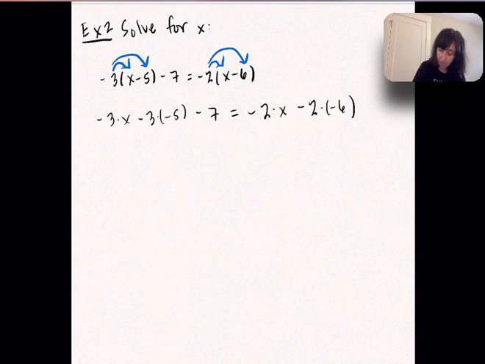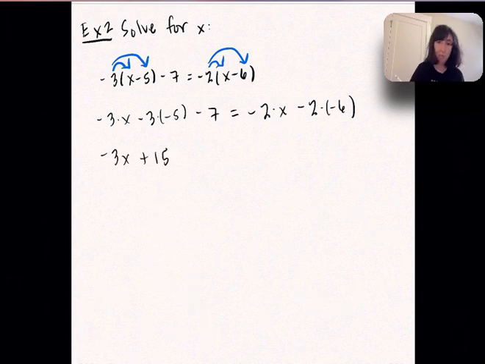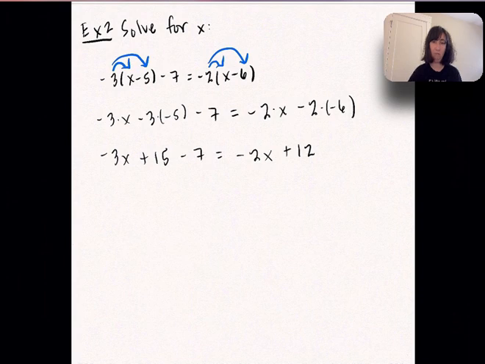Negative 3 times x is just negative 3x. Negative 3 times negative 5 is plus 15 because a minus times a minus is a positive. It's a similar thing on the right. Minus 2 times minus 6 gives you a positive 12 because a negative times a negative is a positive.